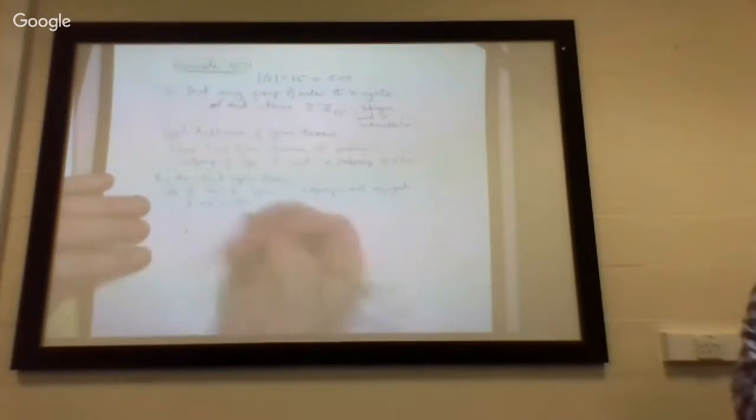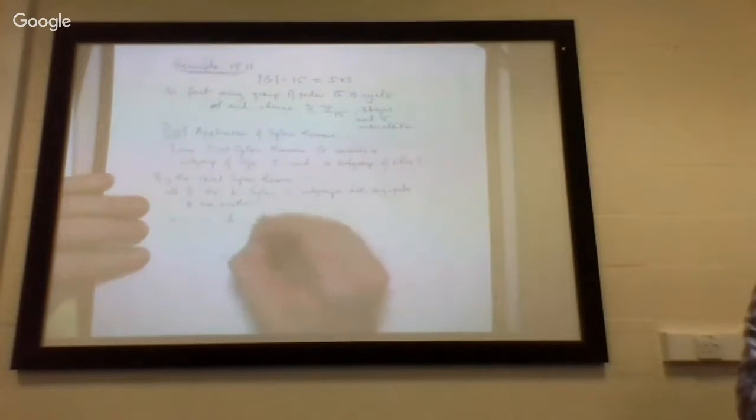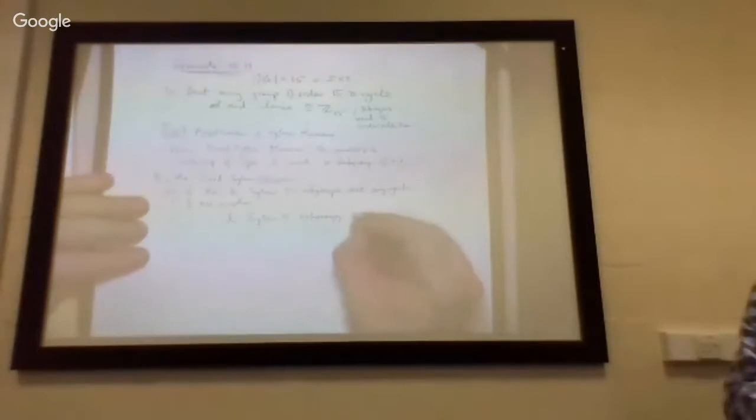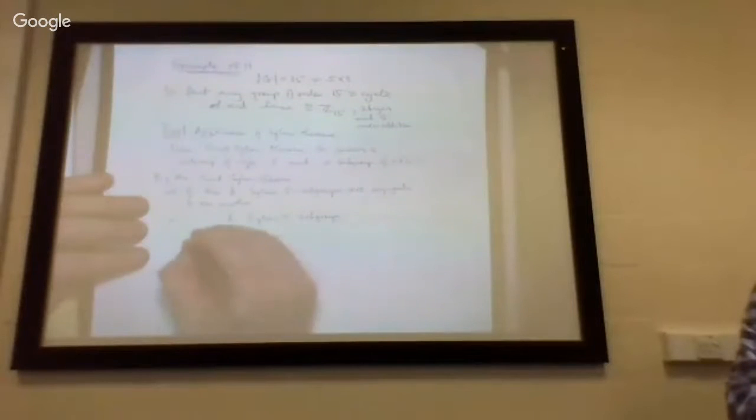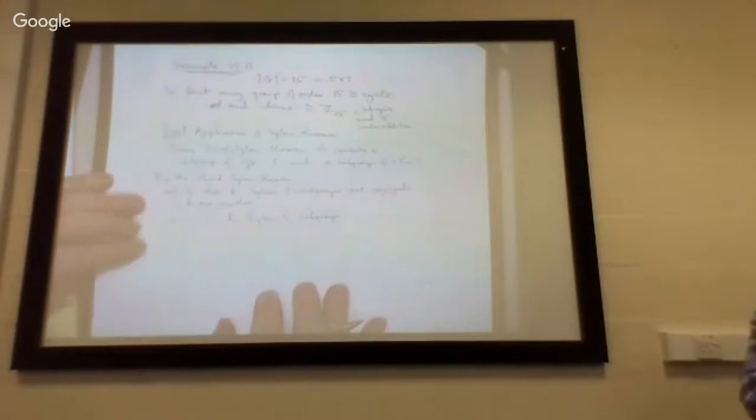Okay. And the same thing can be said for all of the Sylow 3 subgroups. We'll use L for the number of them that there are. These are just subgroups of size 3 of G. These are conjugate to one another as well.